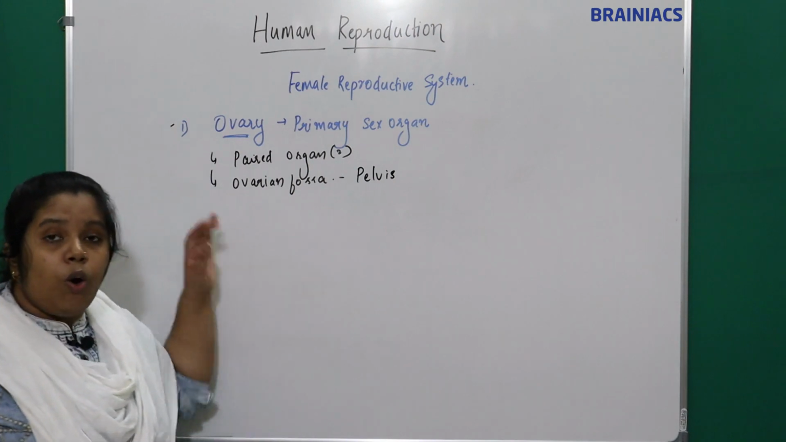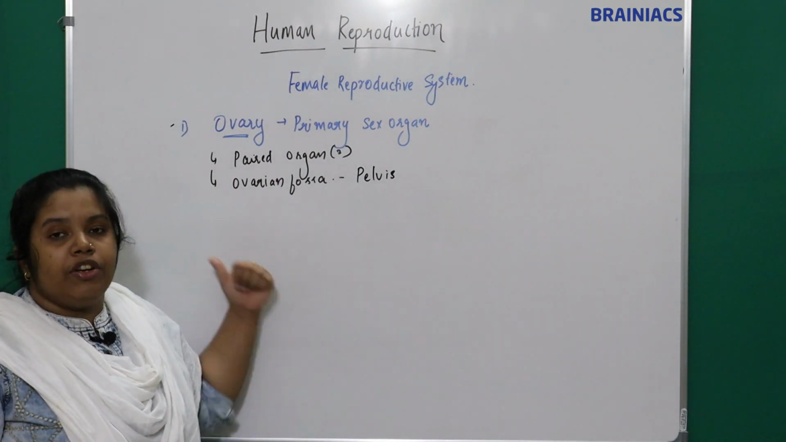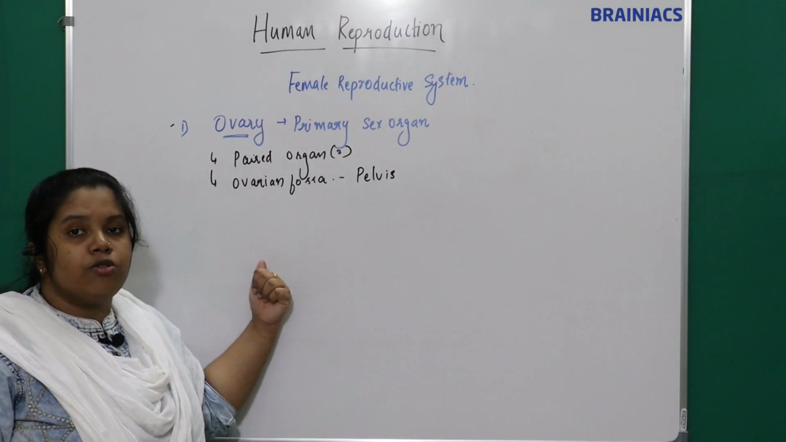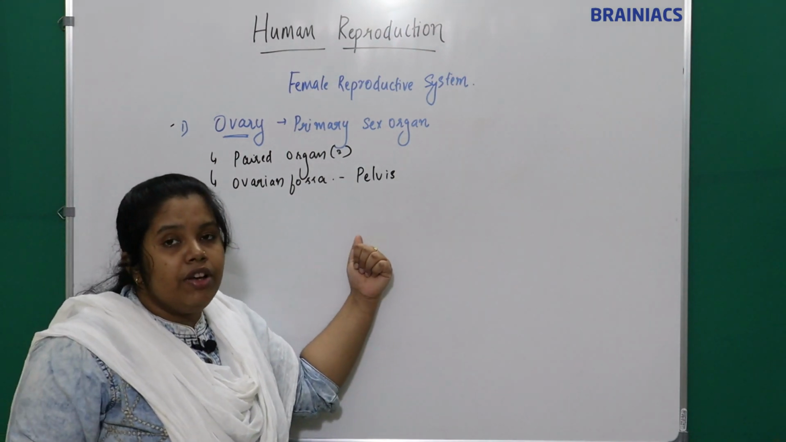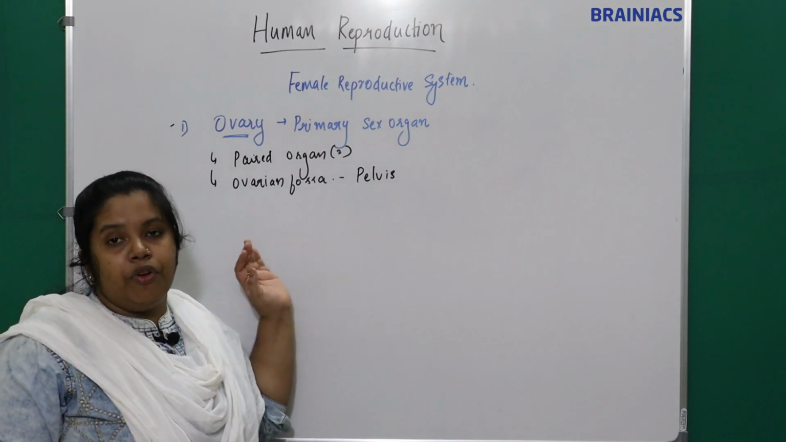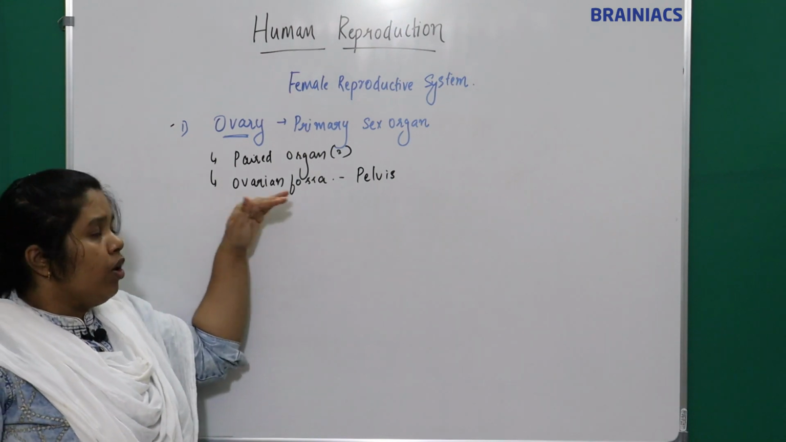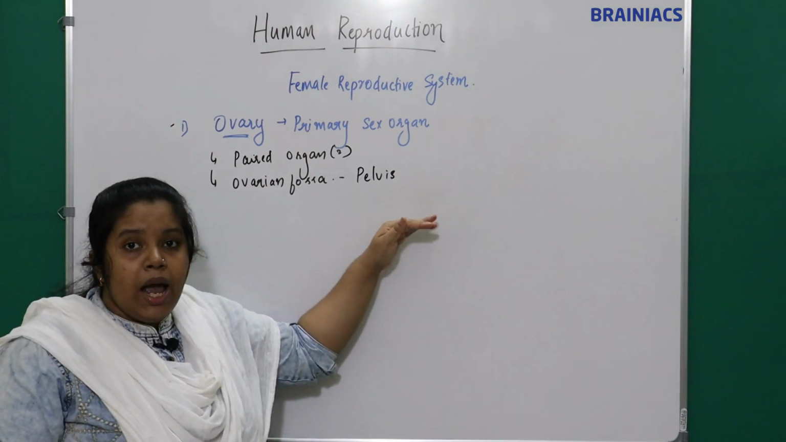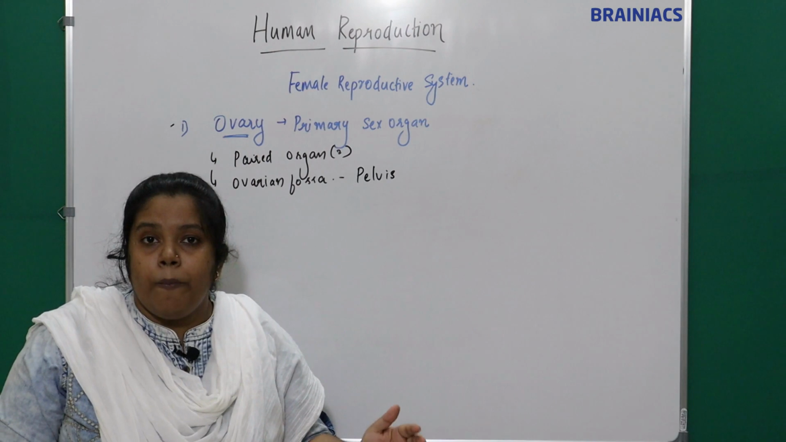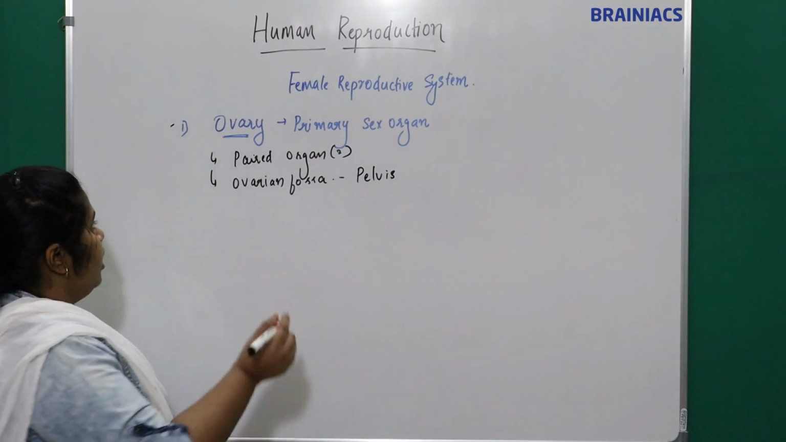So the ovary is located in the ovarian fossa, which is present in the pelvic region of the abdominal cavity, between the two pelvic bones. That is the location of the ovary.